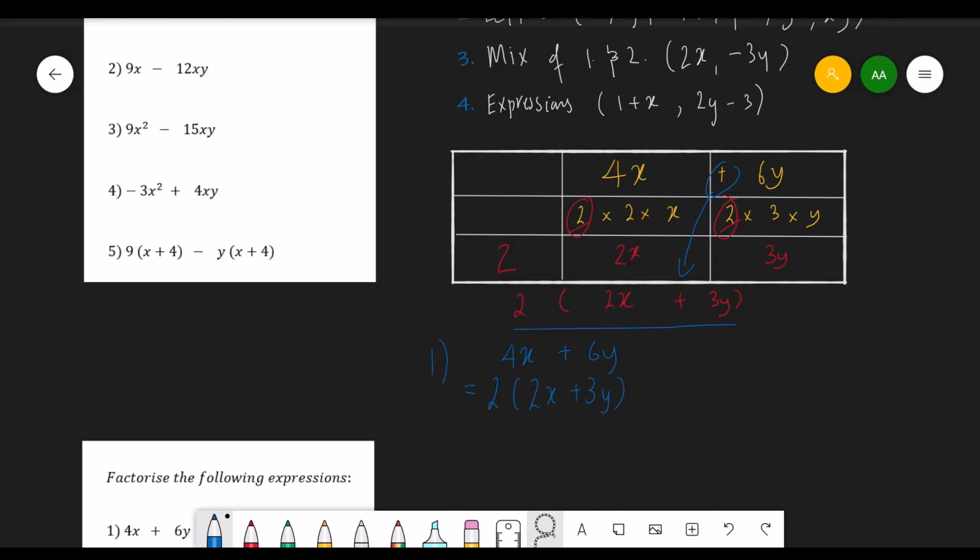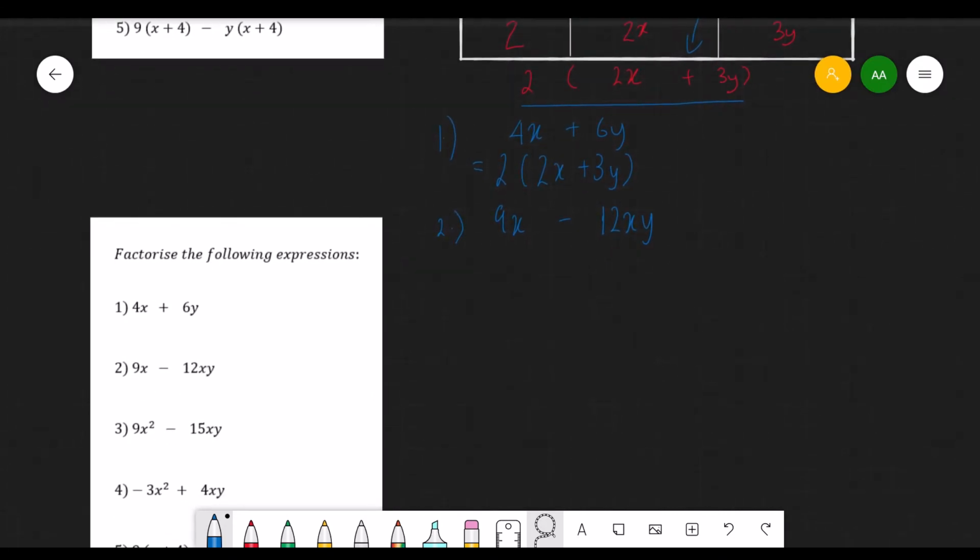Let's try to do example number 2. We have 9x minus 12xy. Let me move up the screen. Let us inspect the numbers first. Between 9 and 12, I know my multiplication tables well, so I know 3 is a common factor. So I got 3 here. Between x and xy, x is a common factor. So x, I will put it there.